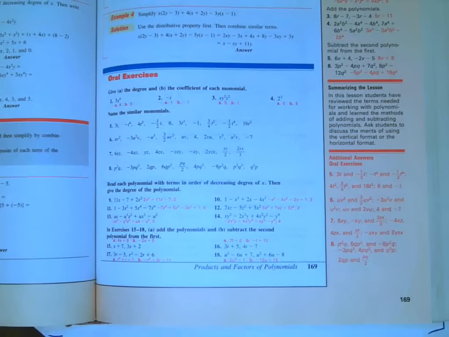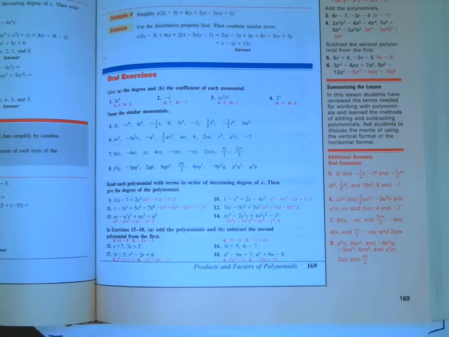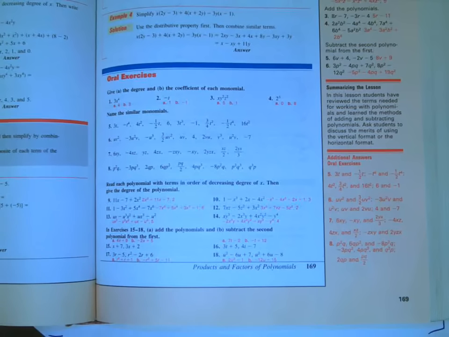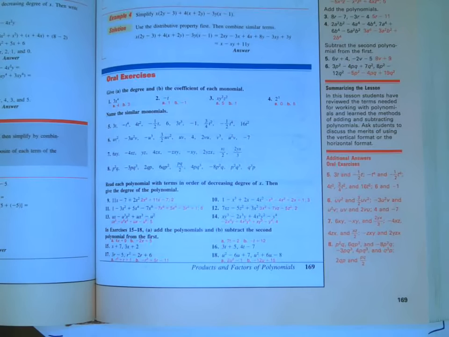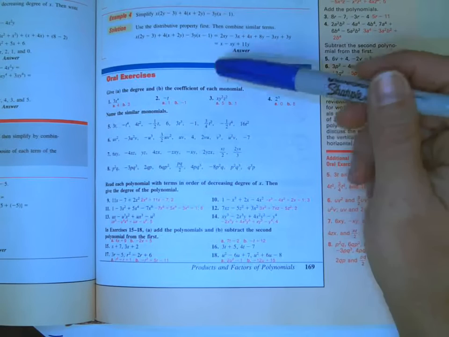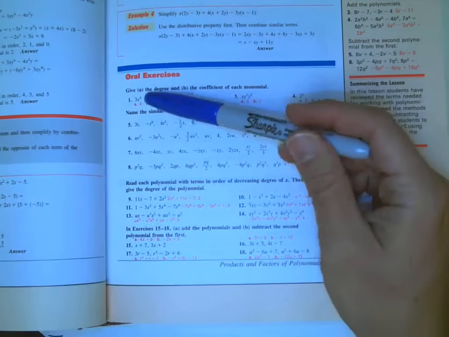So, let's look at just the very first of the oral exercises. It's about some terminology, but it's very important terminology to be able to look at the pieces of a polynomial, and the individual pieces are called monomials. Mono being one, and poly meaning many. And to identify some of the important features of that.